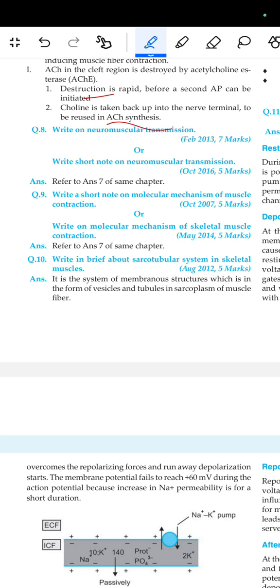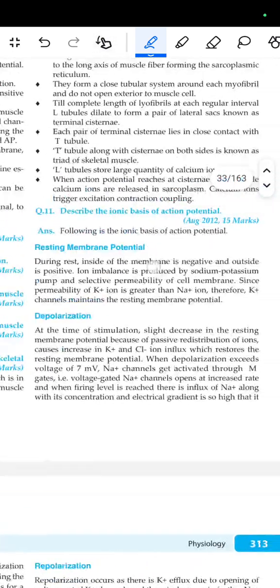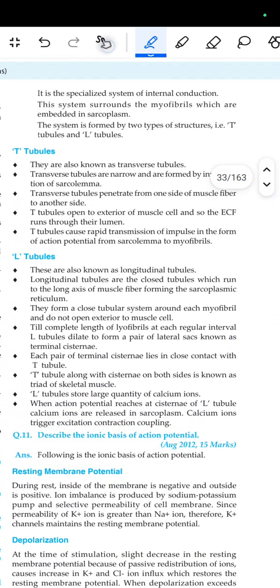Write in brief about the sarcotubular system in the skeletal muscle. It is the system of the membranous structure which is in the form of the vesicles and tubules in the sarcoplasm of the muscle fiber. It is the specialized system of the internal conduction. This system surrounds the myofibrils which are embedded in the sarcoplasm.